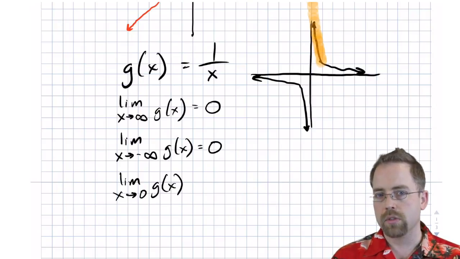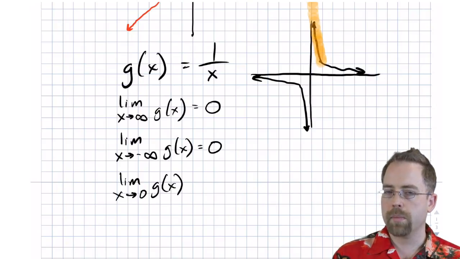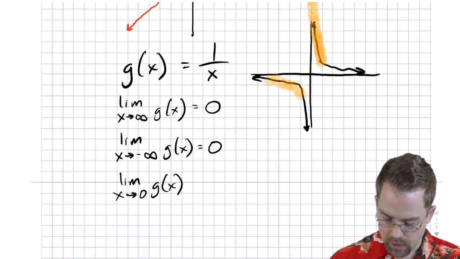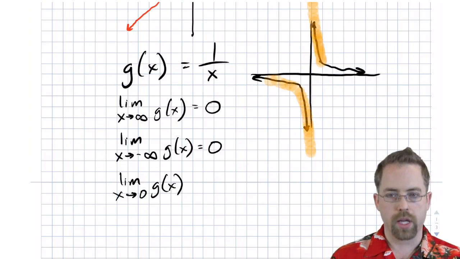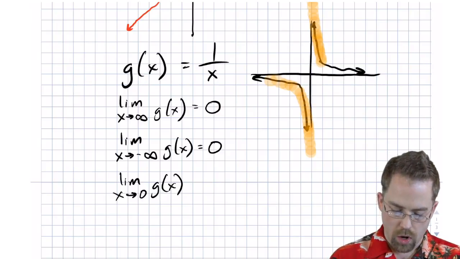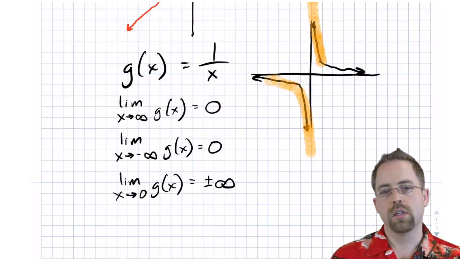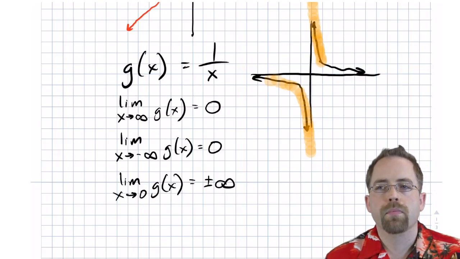But the problem is, what if we had been coming from the left? What if we had been coming from over here and walking down the graph that way? So are we allowed to say plus or minus infinity?